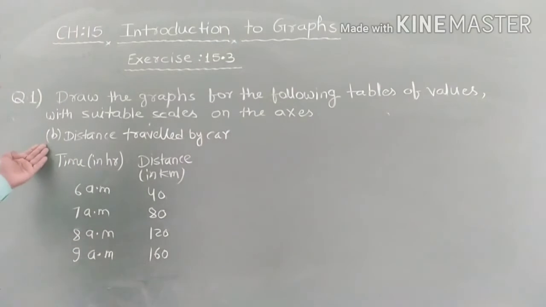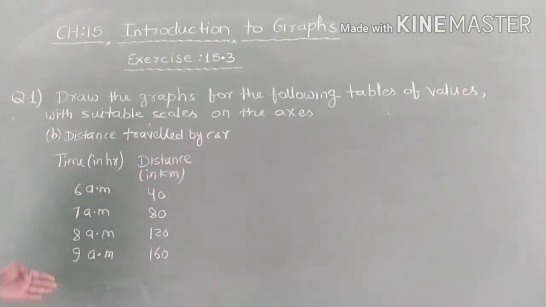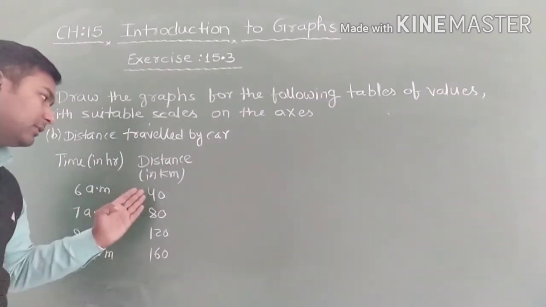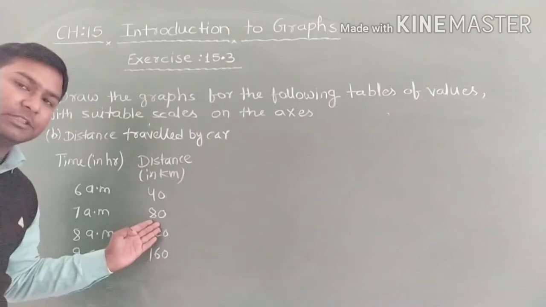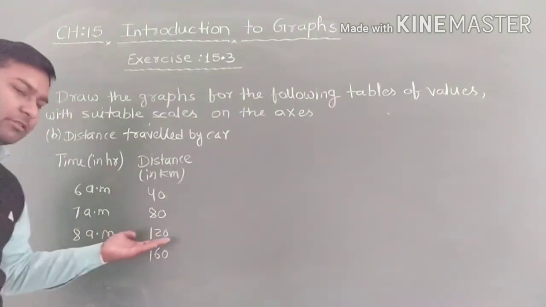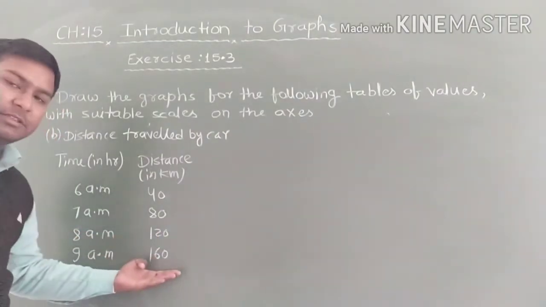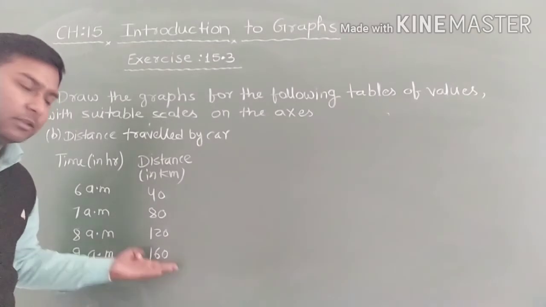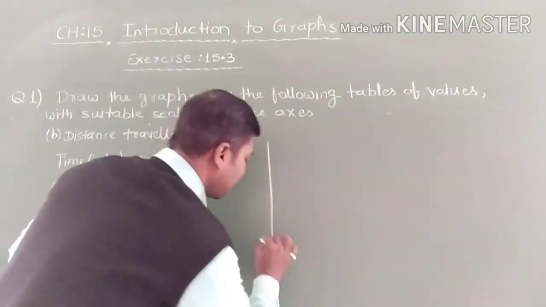Now B part, the distance traveled by a car. Time is given and distance is given. At 6 a.m. the distance will be 40 km, and at 7 a.m. the distance will be 80 km, and at 8 a.m. the distance will be 120 km, and at 9 a.m. the distance will be 160 km. The data is given, we have to draw a graph.